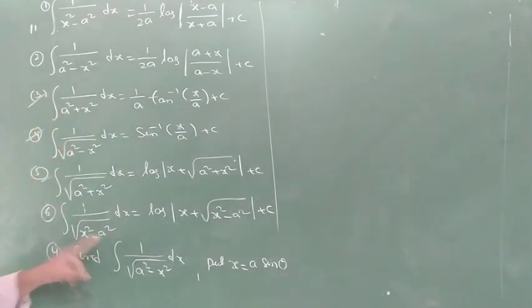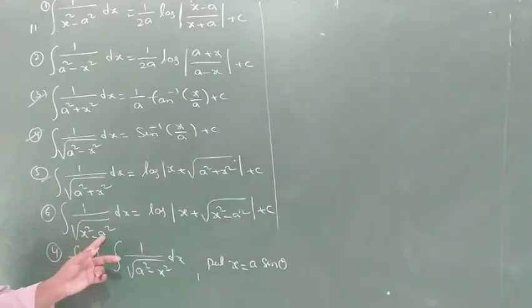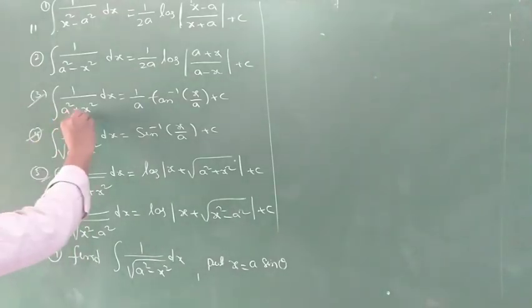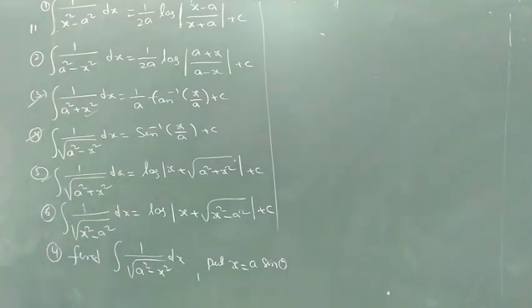Here x square minus a square means put x is equal to a secant theta, because secant square theta minus 1 is equal to tan square theta. Now a square plus x square means x is equal to a tan theta.